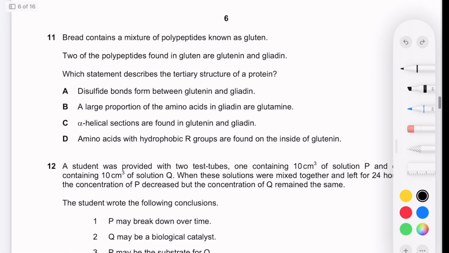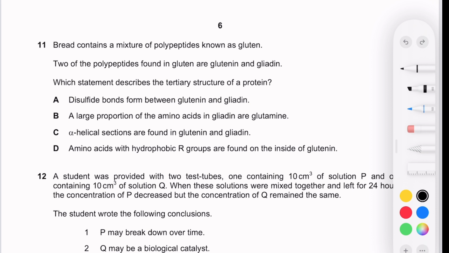Number 10. For question number 11, bread contains a mixture of polypeptides known as gluten. 2 of the polypeptides found in gluten are glutenin and gliadin. So what statement describes the tertiary structure of the protein? Disulfide bonds form between glutenin and gliadin. Well, that actually describes the quaternary structure, so we can eliminate that. A large proportion of amino acids in gliadin are glutamine. Well, this describes the primary structure more than it does the tertiary structure.